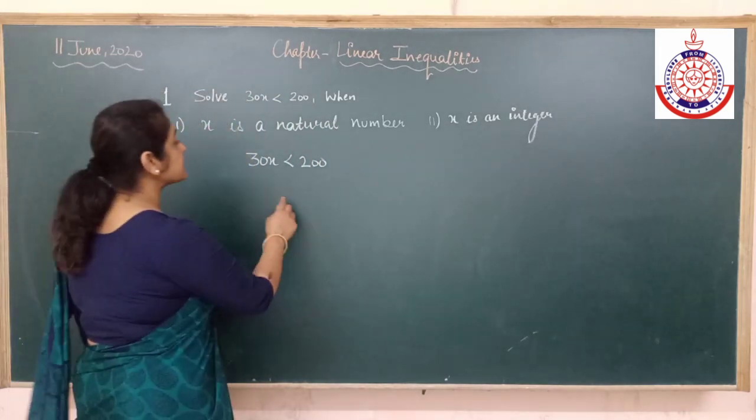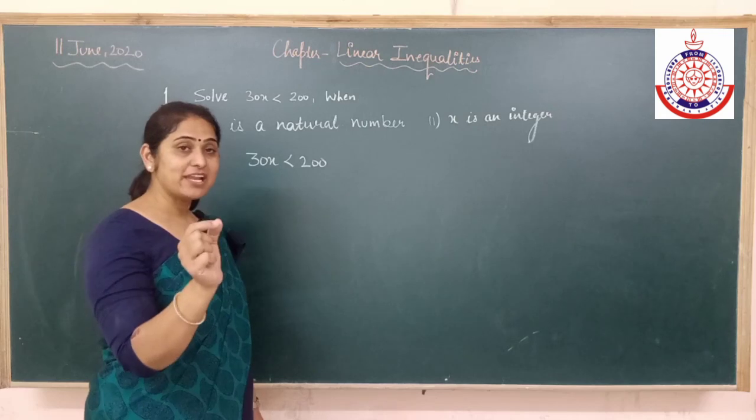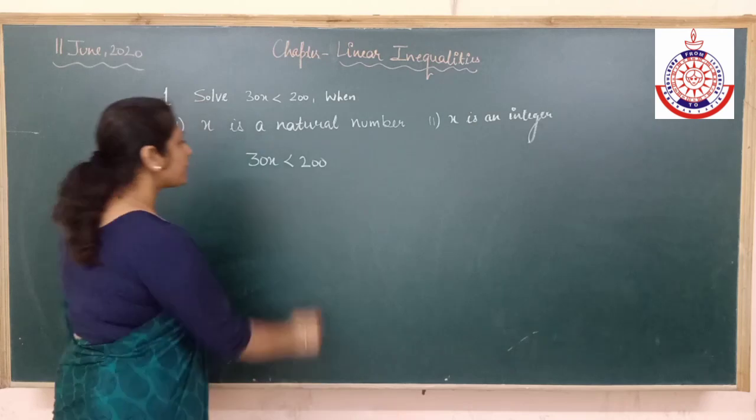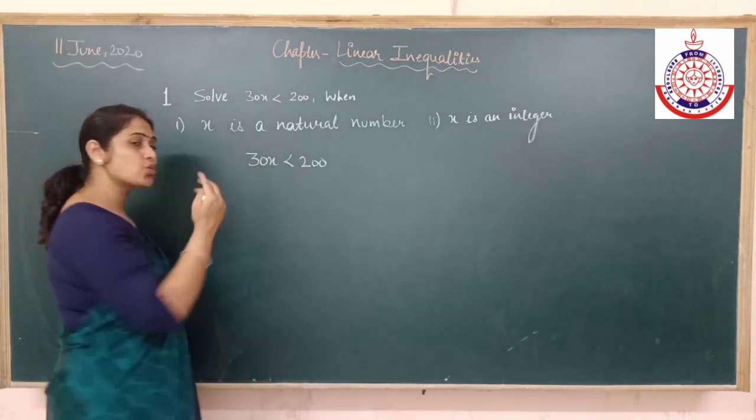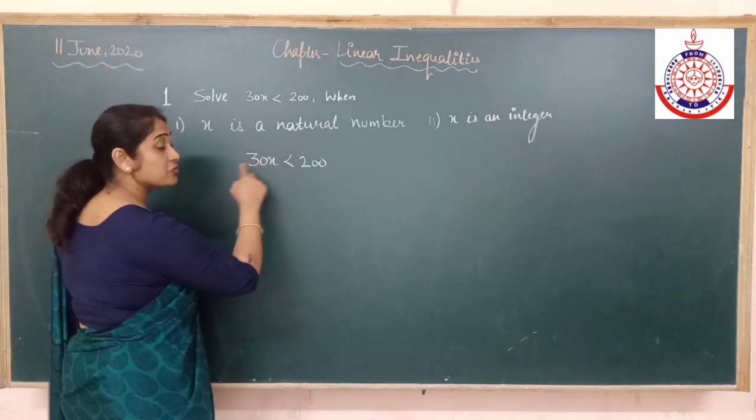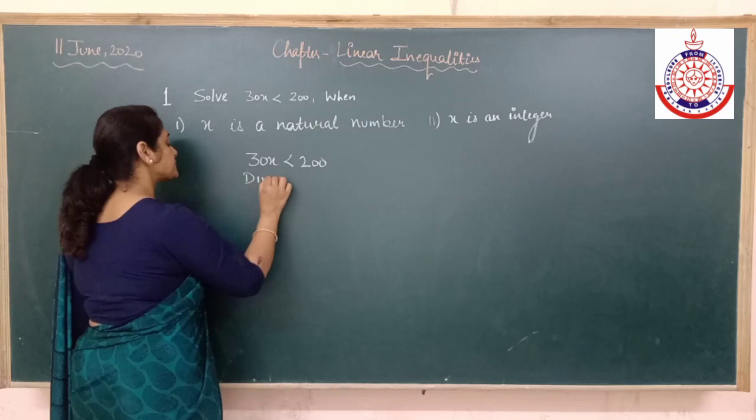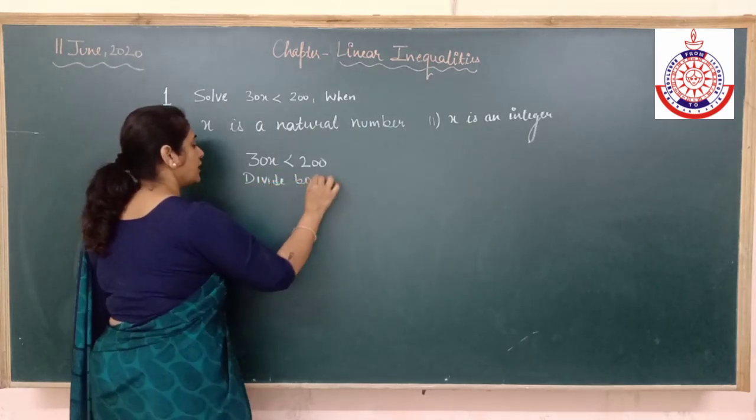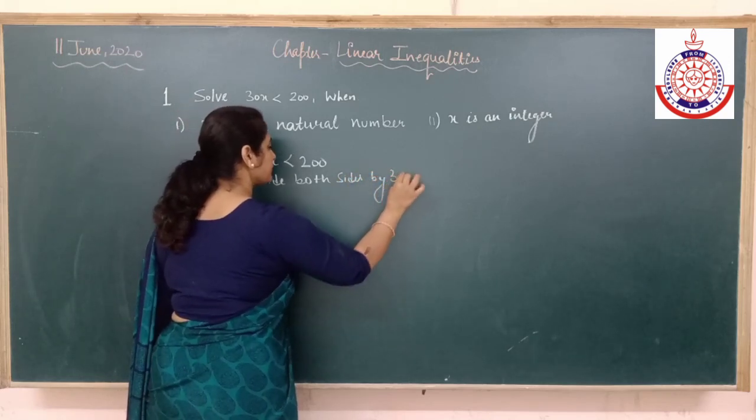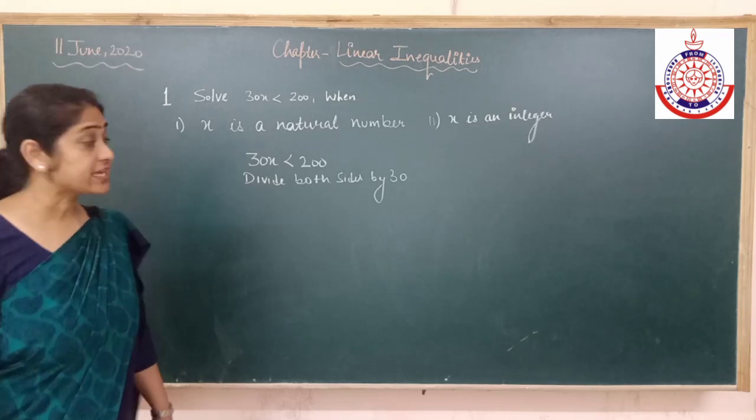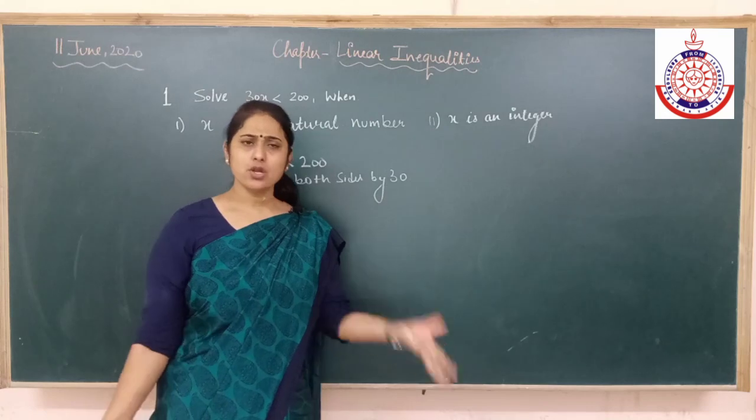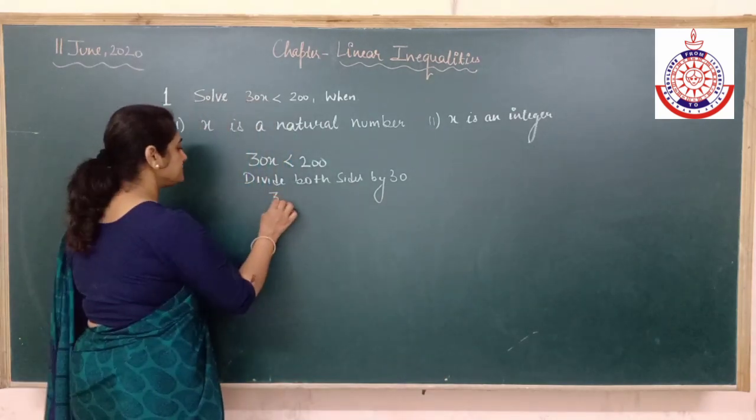Now I need to find, this is solve. Always, solve means find the value of x. That means my target is to find the value of x. If I have to find the value of x, first of all this 30 should go from here. So I have to remove this 30. So what do I do? Divide both sides by 30. And as I am dividing by a positive number, the inequality will not change.